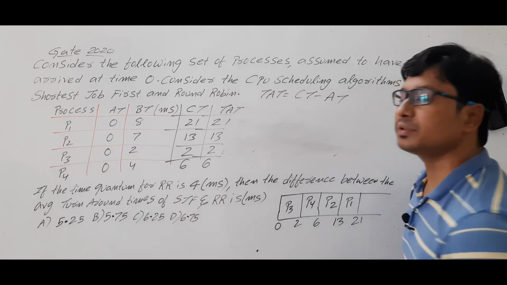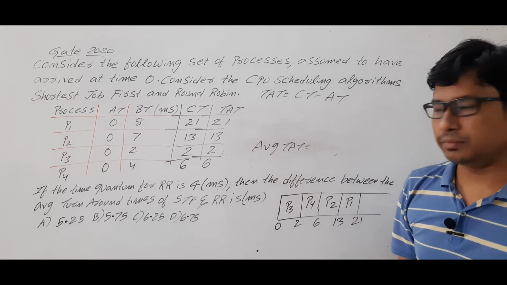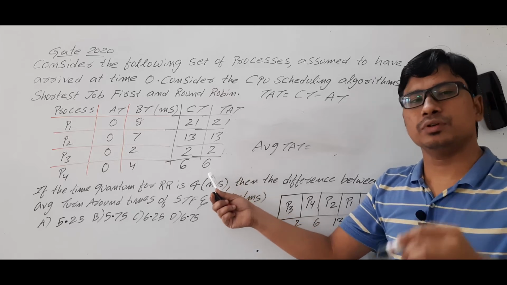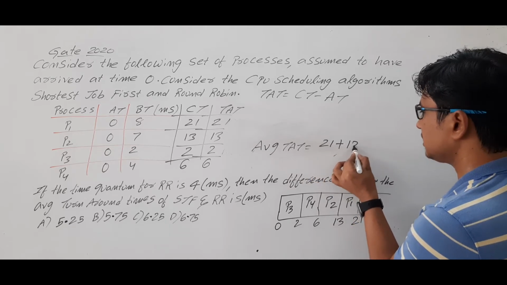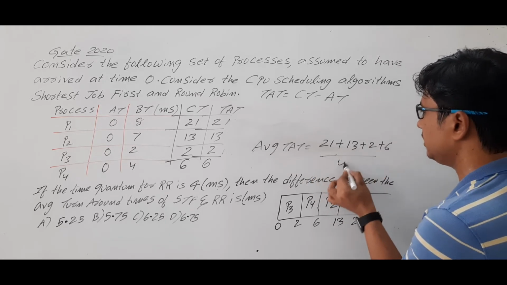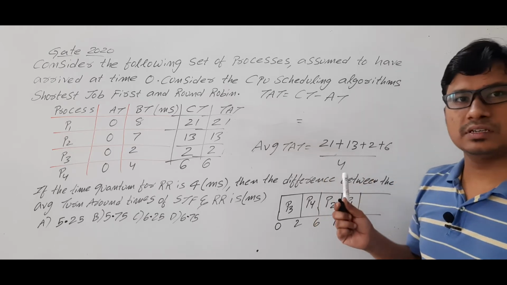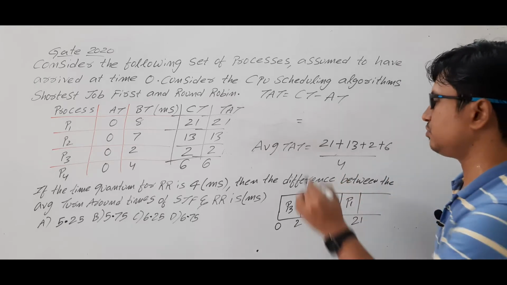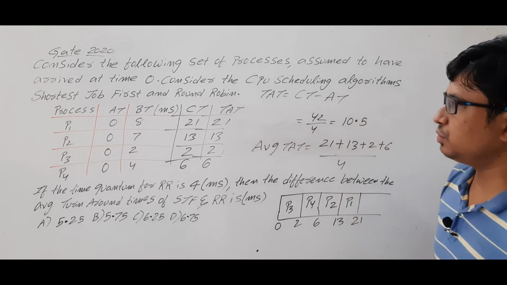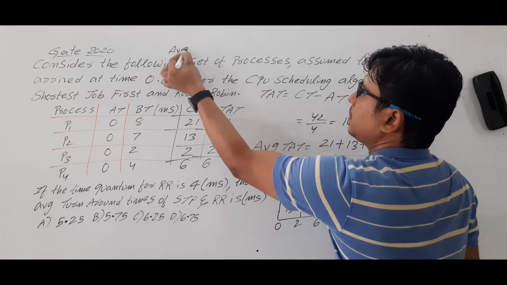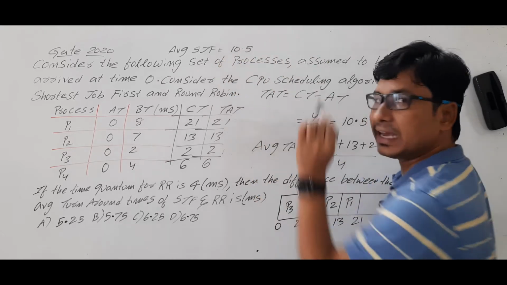They asked you to compute the average turnaround time. How can you compute it? The average turnaround time is equal to the sum of all the process turnaround times divided by the number of processes, which is 21 plus 13 plus 2 plus 6 divided by 4. 21 plus 13 is 34, 34 plus 2 is 36, 36 plus 6 is 42, and 42 divided by 4 is 10.5. So the average turnaround time for SJF is 10.5. You keep it aside.